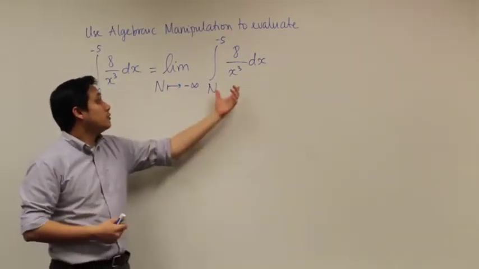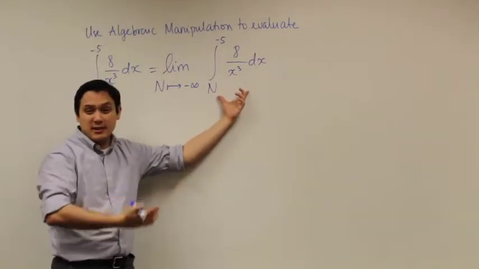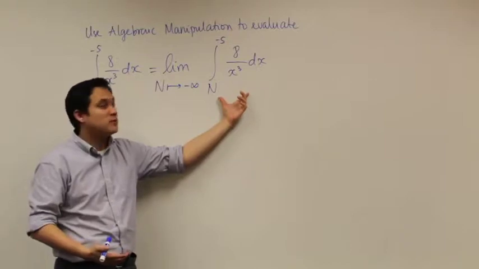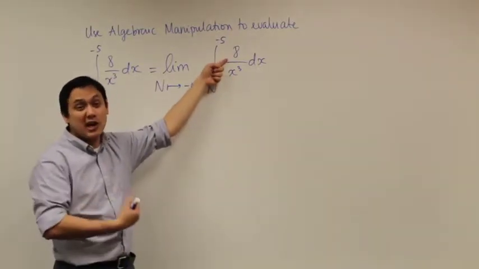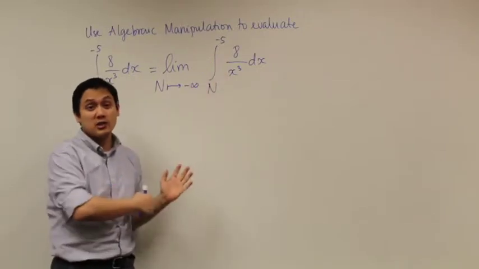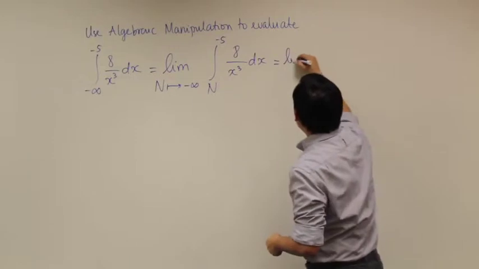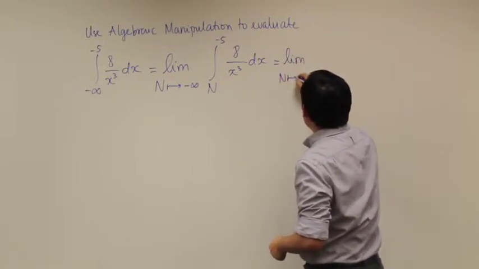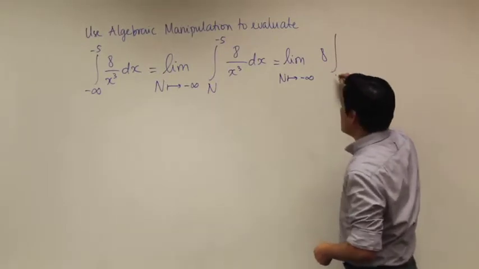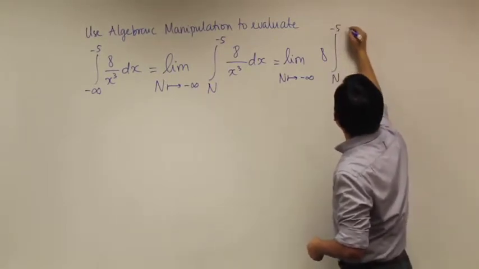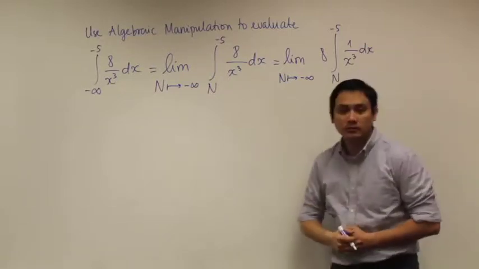For this definite integral, you treat it as a regular definite integral you have done before. I see that I have an 8, which is a constant, so I can bring the constant out of the integral. So I have the limit as n goes to negative infinity of 8 times the integral from n to negative 5 of 1 over x cubed dx.